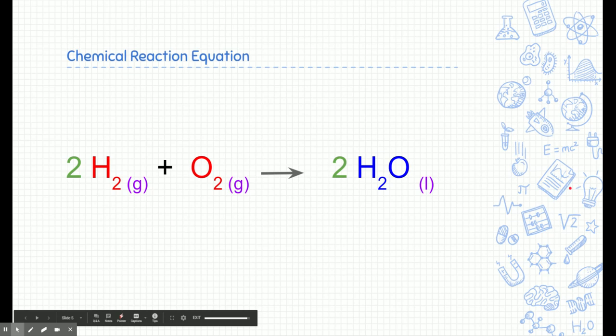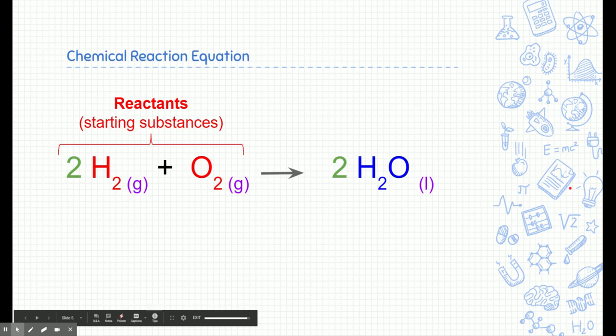Here's a chemical reaction equation. This is how we model chemical reactions, just showing the molecular formulas. Now I'm going to just go over the different parts. The first part are the reactants. The reactants are on the left side of this reaction arrow right here, and they represent the substances we're starting with. So in this reaction, we have hydrogen and oxygen. Those are our reactants or our ingredients in this chemical reaction.